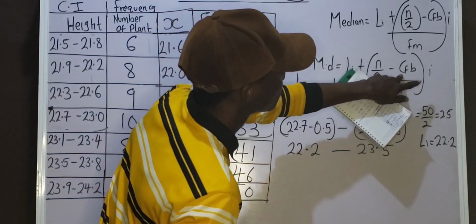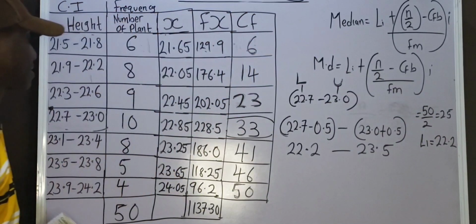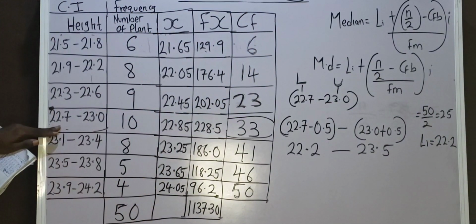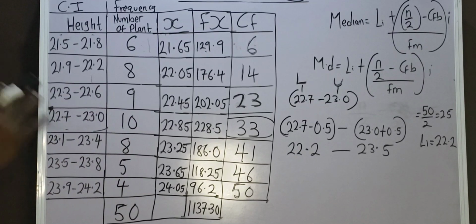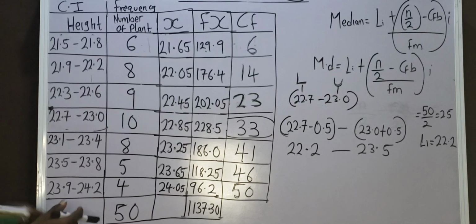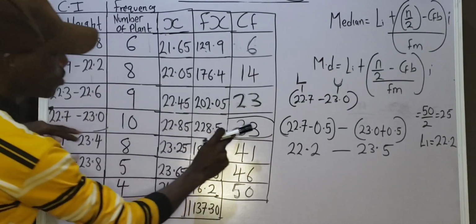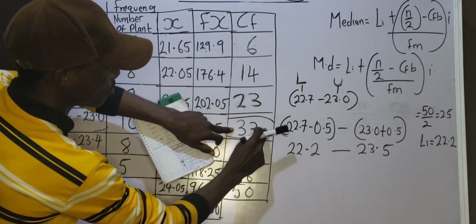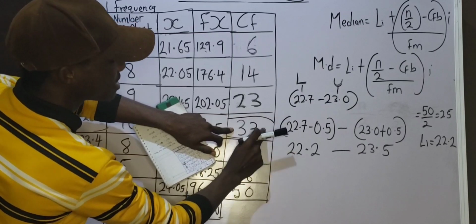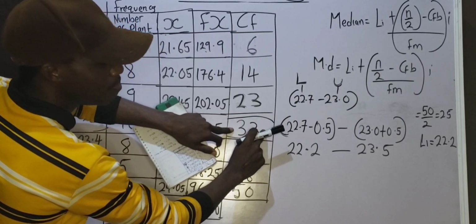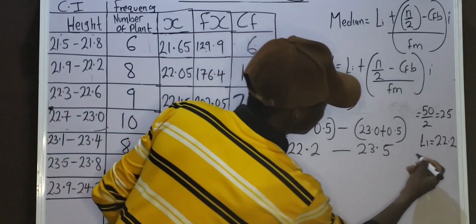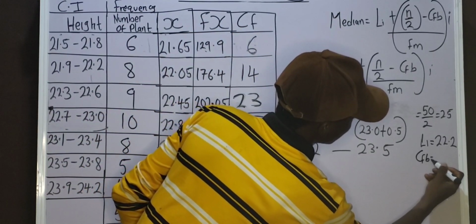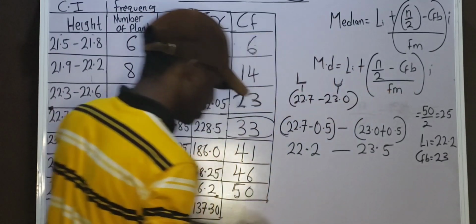So let's look at what we still need from the formula. We need the cumulative frequency before the median class. Don't forget that this is the median class. So it is not the frequency before the median class, it is the cumulative frequency that we need. The cumulative frequency before the median class, that is 23. So CFB is equal to 23. You understand?